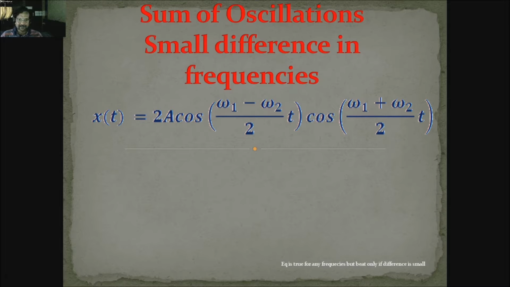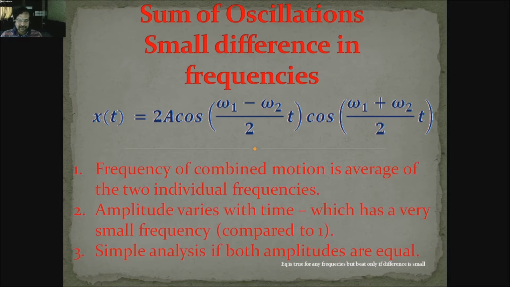So the combined displacement can be written like this. The interesting case where omega 1 is almost equal to omega 2, or the difference is very small, is referred to as beats. The motion occurs at a frequency which is the average of omega 1 and omega 2. It varies with time, which has very small frequency compared to (omega 1 plus omega 2) by 2. So the amplitude varies with (omega 1 minus omega 2) by 2. And the analysis of beats also becomes very easy if the amplitudes are kept constant.